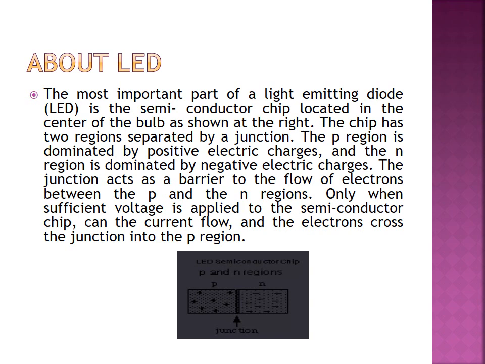The chip has two regions separated by a junction. The P region is dominated by positive electric charges and the N region is dominated by negative electric charges. The junction acts as a barrier to flow of electrons between P and N region. Only when sufficient voltage is applied to the semiconductor chip, the current flows and electrons cross the junction into the P region.